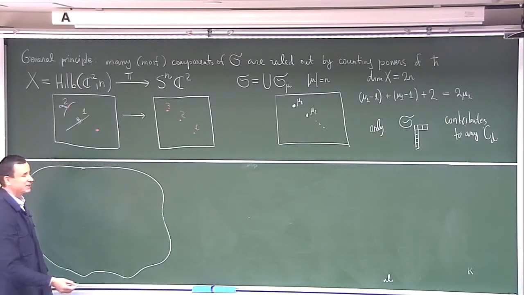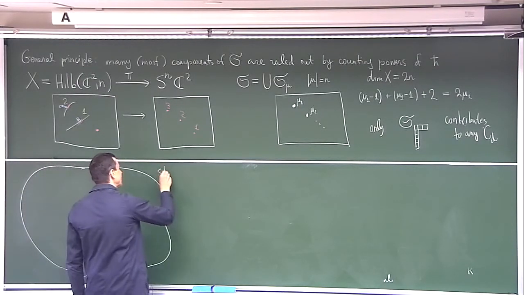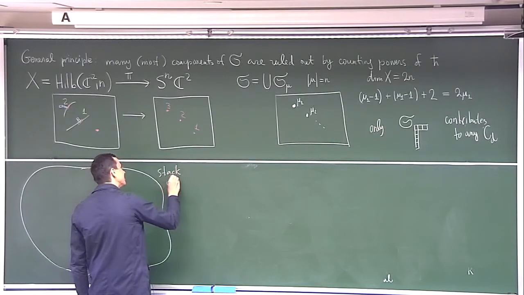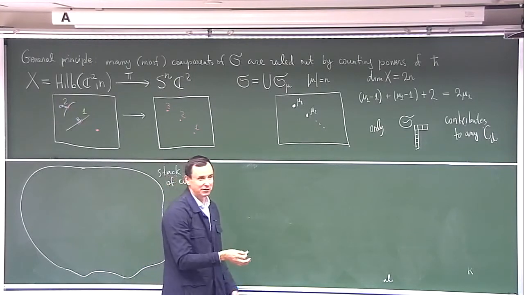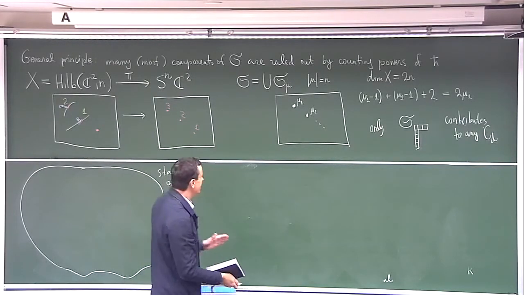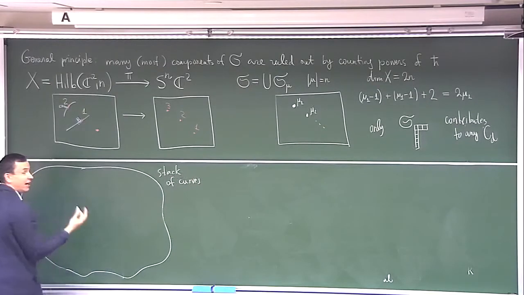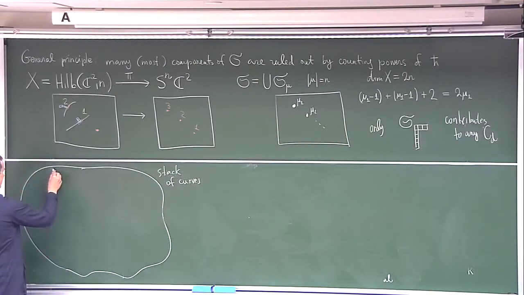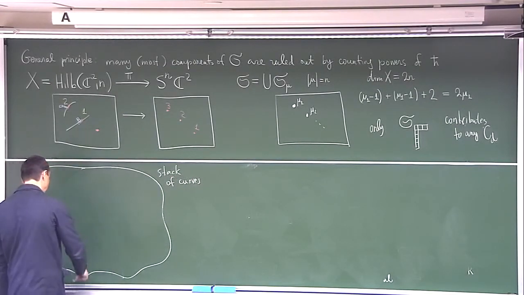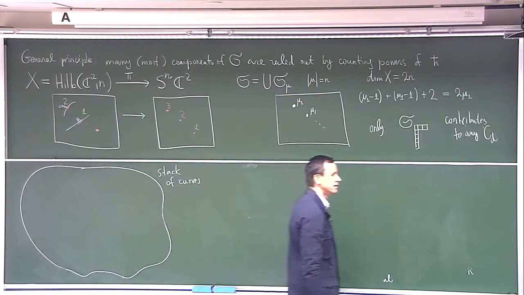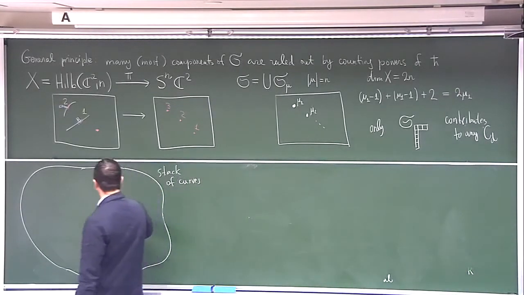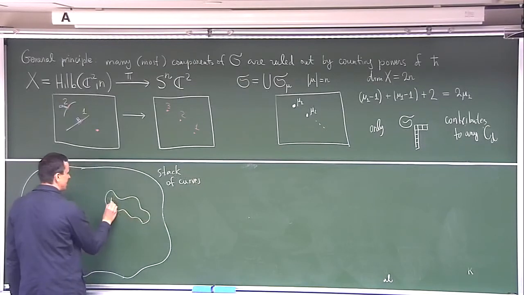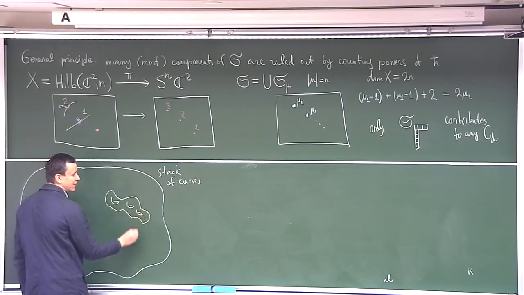Let's not be super specific. You look at some family, even a stack of curves. This is a very general statement I want to make. Inside of that, there's a divisor of reducible curves. You have some general curve, a general element of the moduli space here. I'm drawing a heterogeneous picture of that.